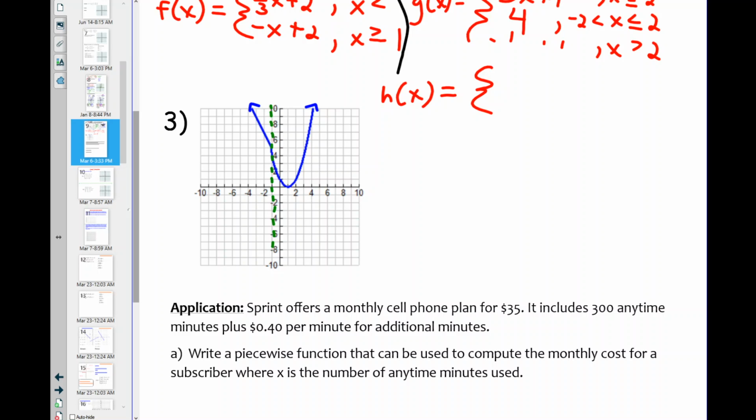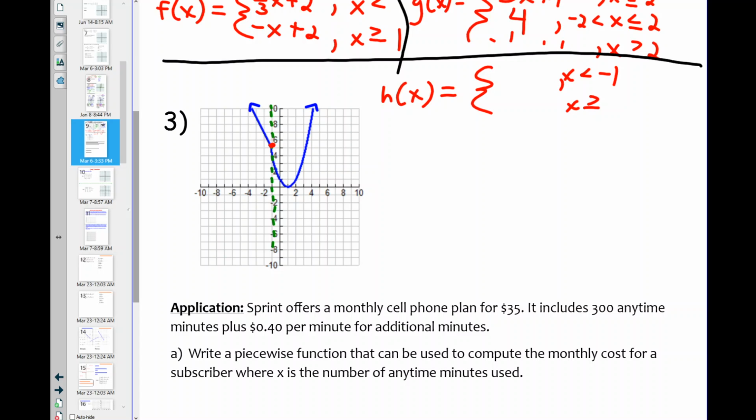What interval would I say the first piece is on the left? How could I describe that interval? Now you might ask, is it less than -1? Is it less than or equal to? Well, because they're continuous, it really doesn't matter, because you're going to get the same output regardless of what piece you put the equal sign on. So let's go with x is less than -1 here, which means that on the right side, we're going to have to call it x is greater than or equal to -1.